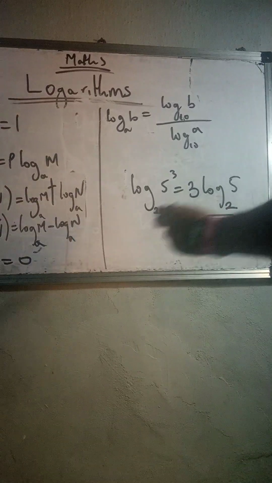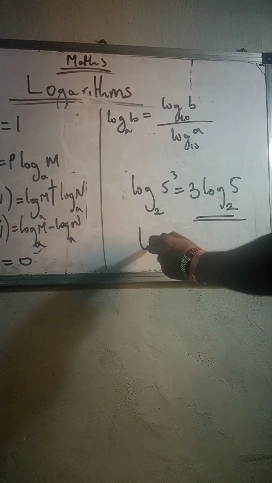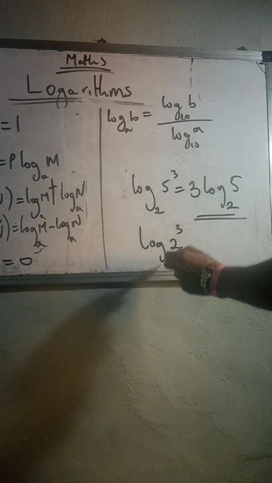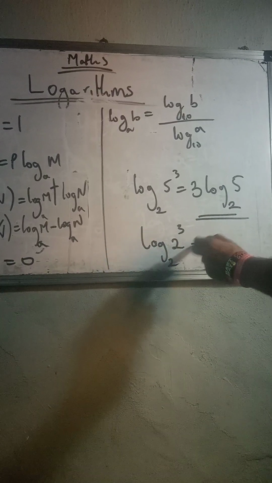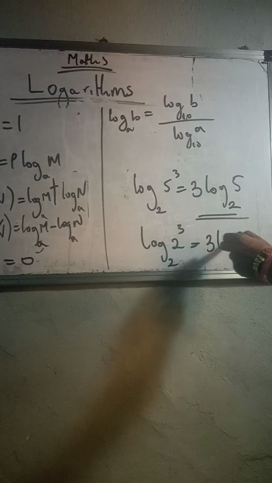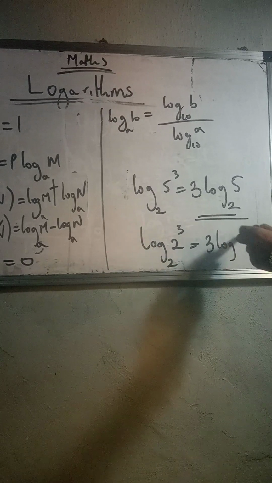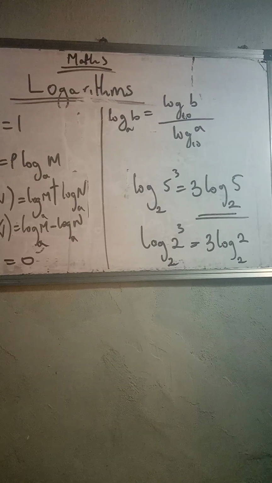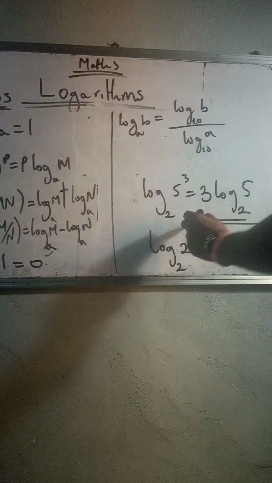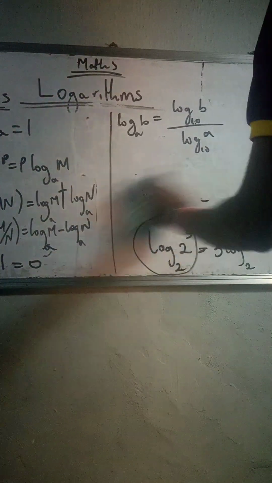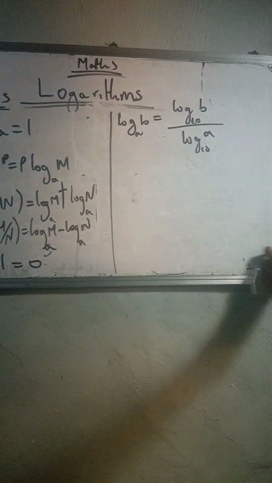Take note of that. If you're having something like this, let's say log of 2 raised to power 3, while the base here is 2. The index number is 3, so it can go to the front of the log. You write it as 3 log, where the number here is 2 while the base is still 2. You can write it this way. That is where you can write such a thing. Take note of that. That's the second rule. Then going through the third rule.